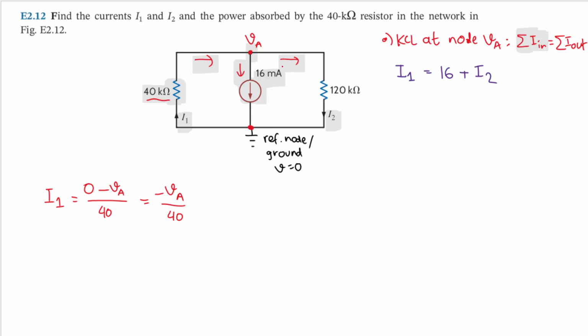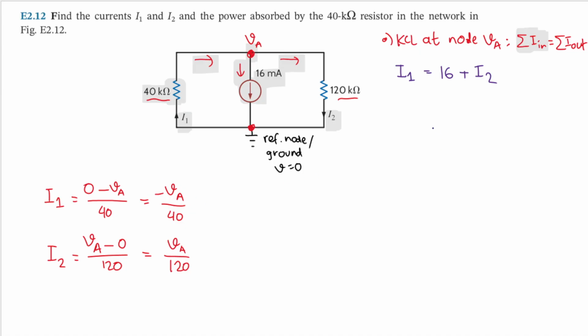Good. And now we can do the same thing here for I2. So we'll have I2. Now what is I2? I2 comes from this node here. So VA comes first, so we'll have VA. And then it goes through this 120 kilo ohm resistor to this reference node, so I will have minus 0. But remember, this is a voltage. We need current. So we need to divide it by the resistance, which is 120. So we will have VA divided by 120. Okay, that's good because we have all the values needed from here.